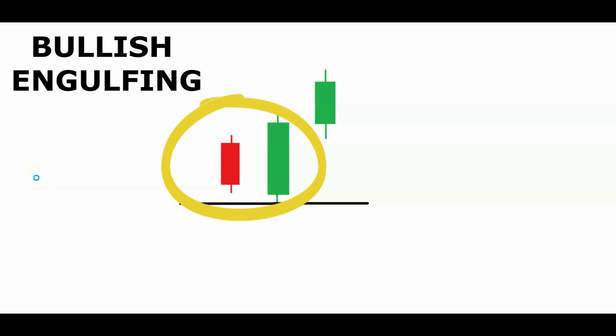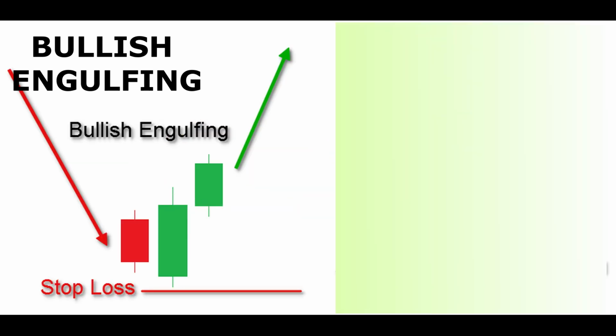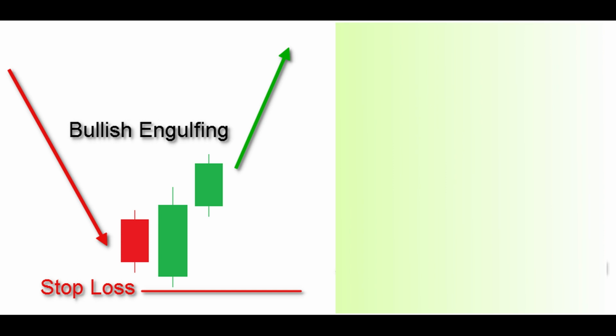A bullish engulfing pattern is formed with two candlesticks, a small red candlestick followed by a larger green candlestick that completely encloses the body of the smaller red one. A bullish engulfing candle will usually occur at the end of a downtrend, after which will follow an upward move in price action.